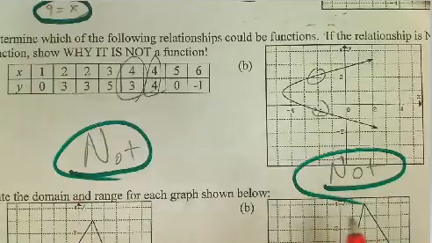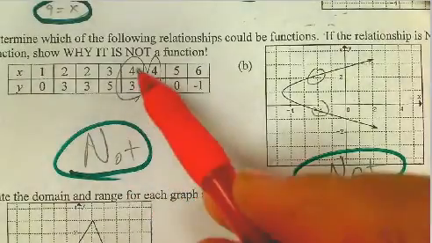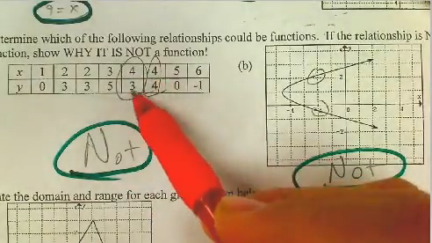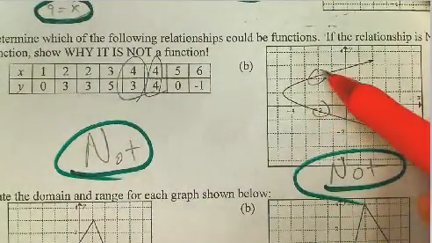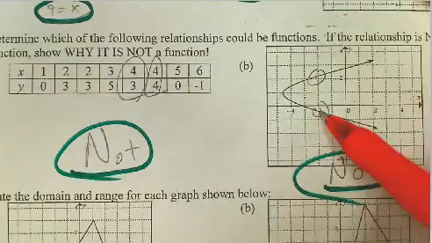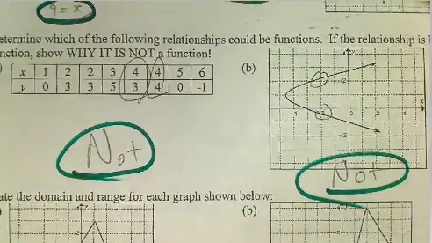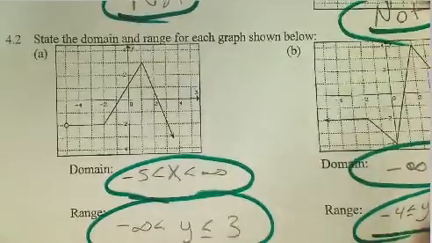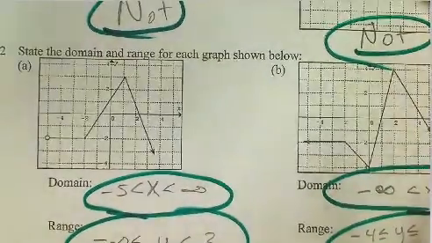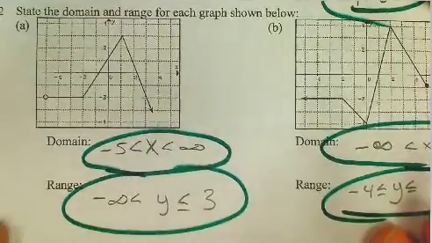Both of these are not functions, since they're not very consistent. When I plug a 4 in, I get a 3 or I get a 4. It's not consistent. If I plug -2 in, I can get a 2 or a -1/2. Can't have two y values for one x. Every x gets one y value.